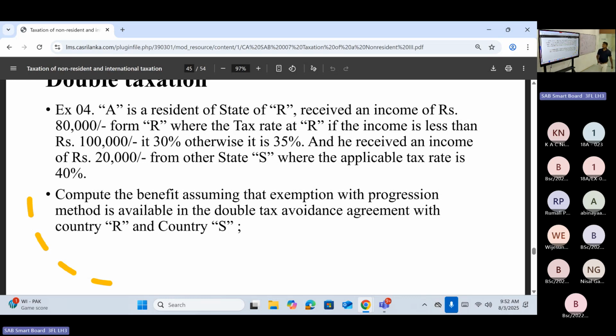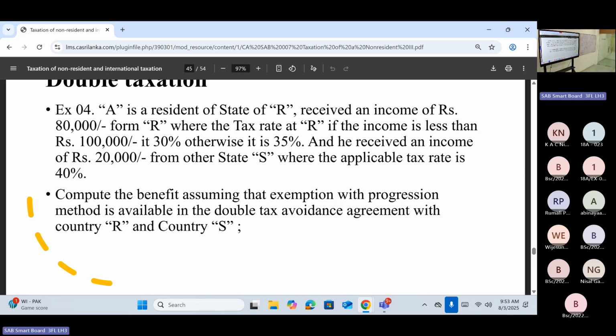But in that context, 80,000 is taxed at 35%, and 20,000 is taxed at 40%, which is 8,000, giving 36,000 total tax exposure. If no exemption is available, his total income in the resident country is 100,000, taxed at 35%, which is 35,000. In the other country he has to pay tax at 40% on that 20,000, which is 8,000, so 46,000. Still the same tax benefit of 7,000 is available.